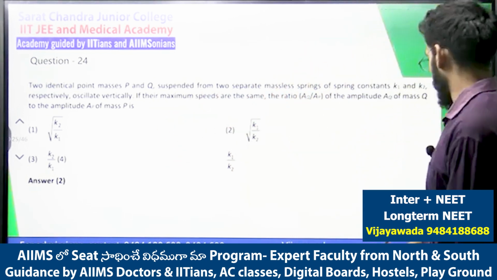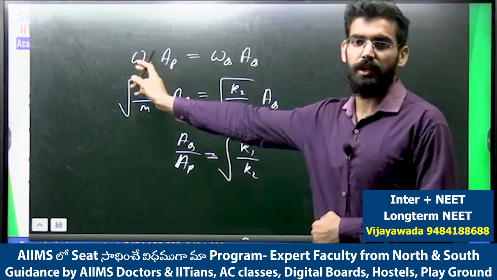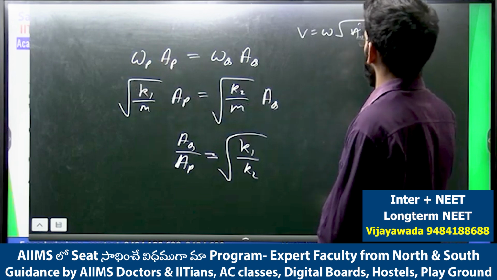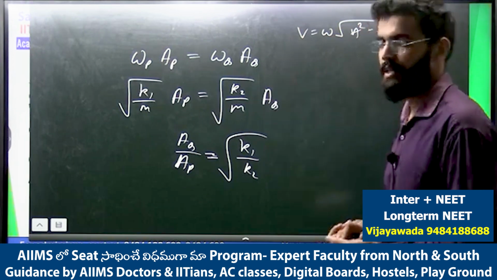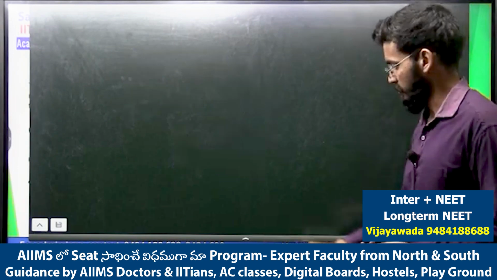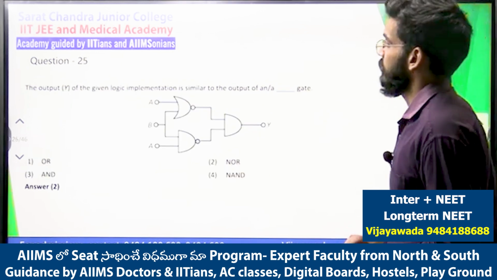Maximum velocity he is saying is equal. For maximum velocity, I think you know the formula, omega A, right? The velocity formula is omega under root A square minus x square, so at x equals 0 we get maximum velocity. This is SHM, simple harmonic motion, which some people also call by the chapter name oscillation.